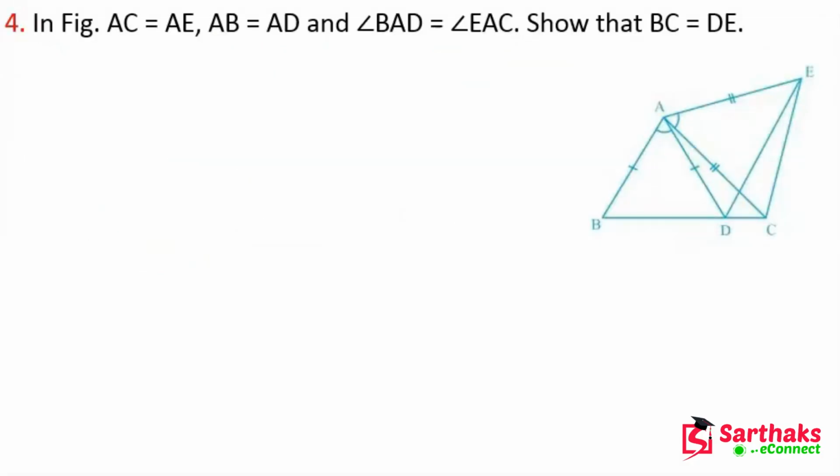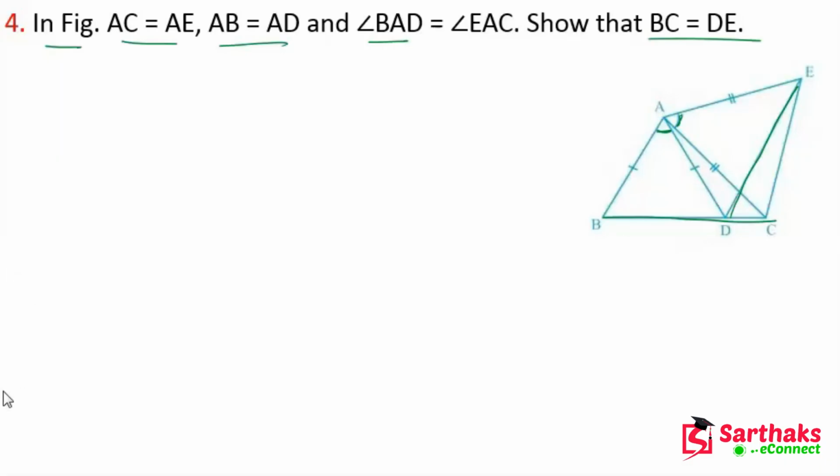So now, my dear friends, the next question is: in the figure, AC is equal to AE and AB is equal to AD. And angle BAD, this angle, is equal to angle EAC, this angle. And we have to prove BC is equal to DE. For proving this we have to take triangles ABC and ADE. So let's start solving this question.